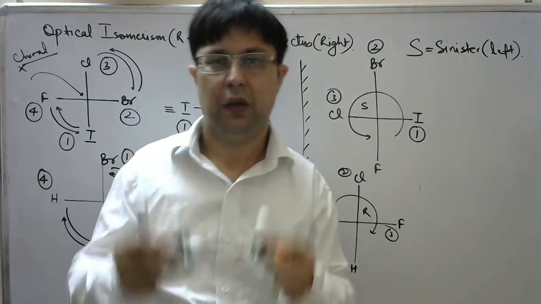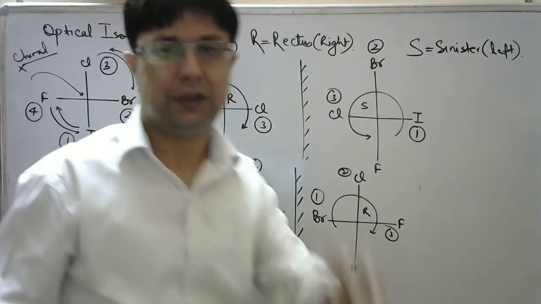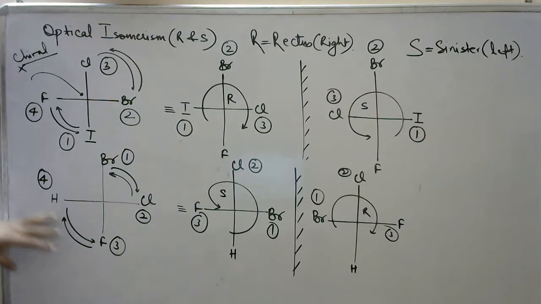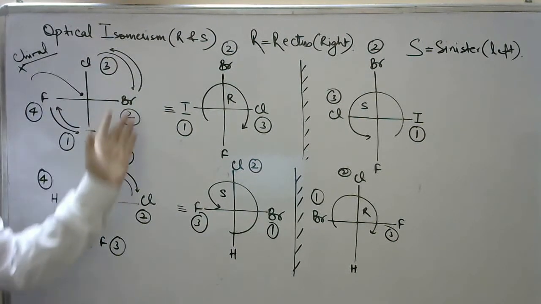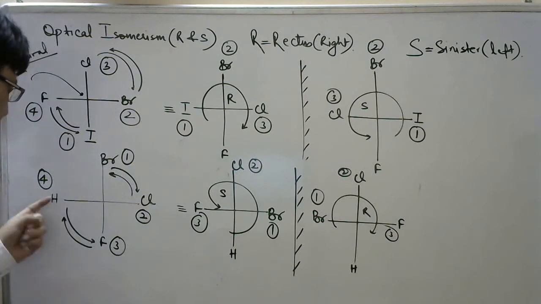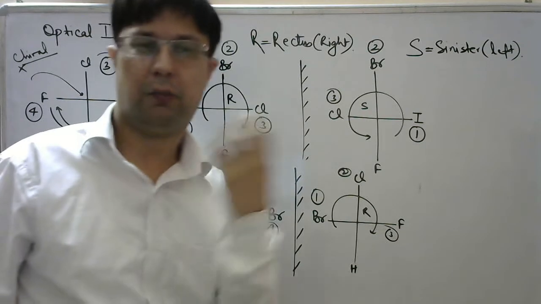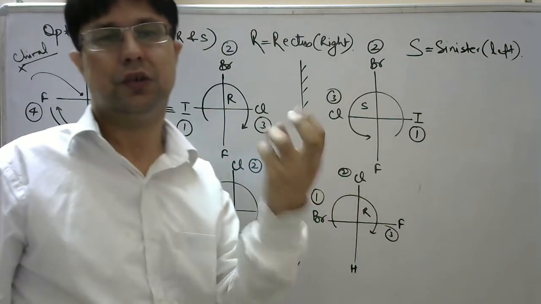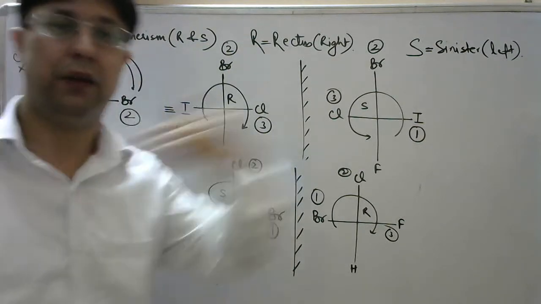Is it clear? So, in assigning the R and S configuration, I have told you that if the lowest priority group is at the bottommost position, it is fine. I will check the sequence of the other groups. But if it is present on the left hand side or on the right hand side, I will perform an even number of interchanges so that the lowest priority group comes at the bottommost position, that is away from us.